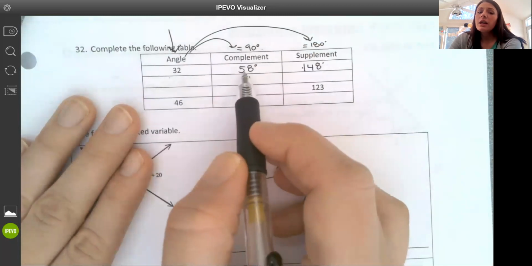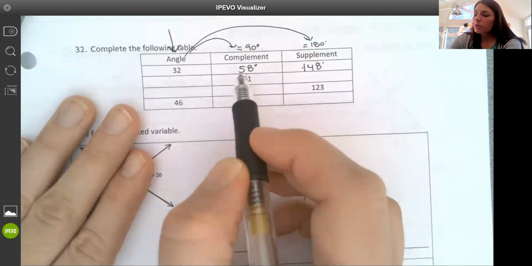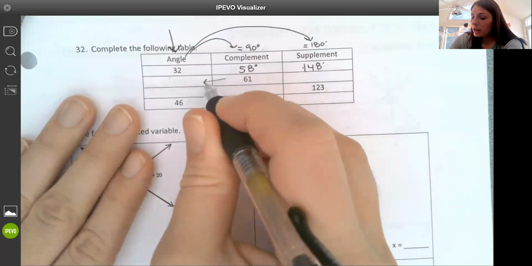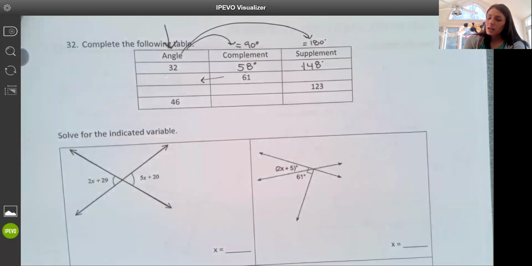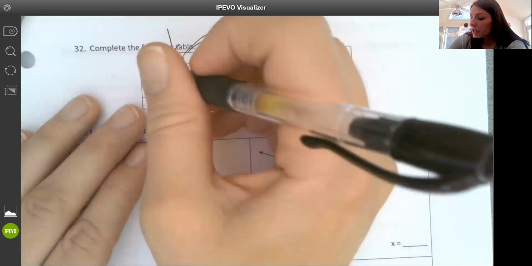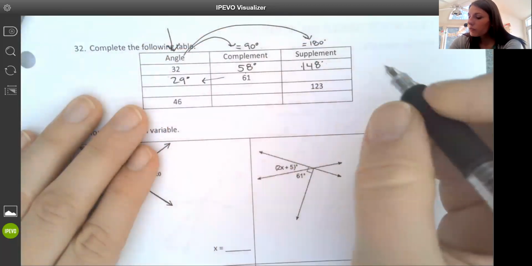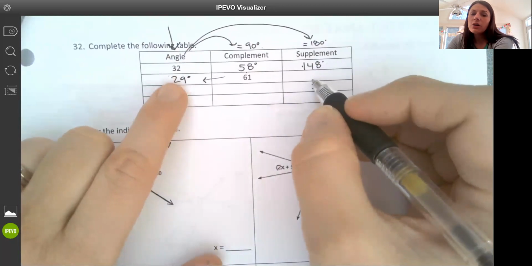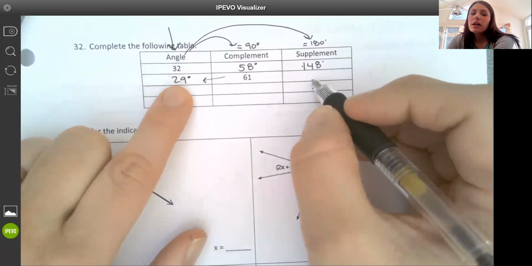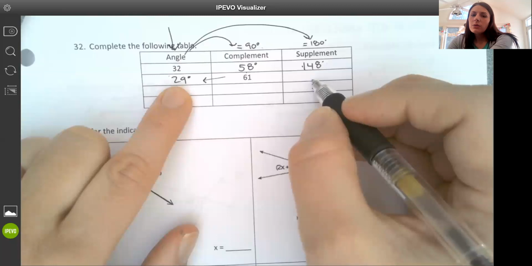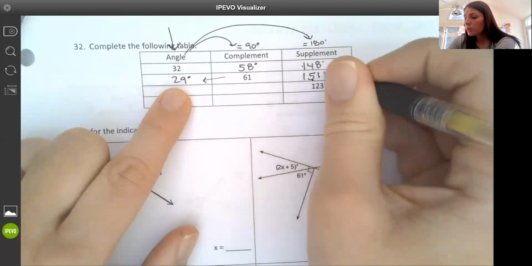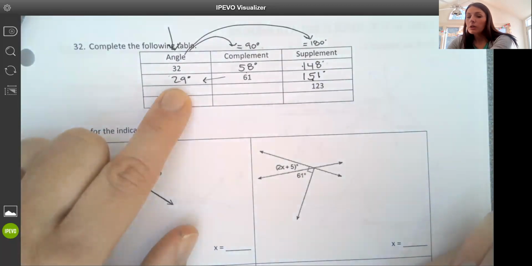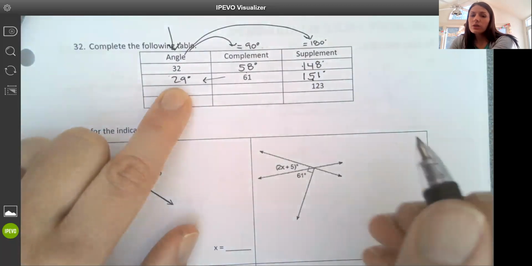So then the trick is that if I'm given the complement, first I need to find my angle. Okay, so what angle added to 61 gives me 90? That's going to be 29 degrees. And then this supplement is saying what angle with the 29 degrees gives me 180, which is going to be 151. Okay.